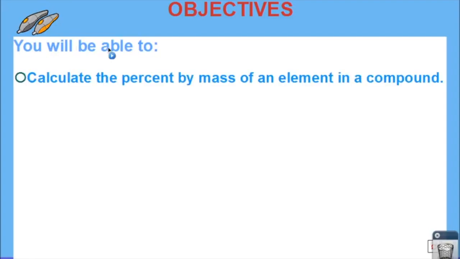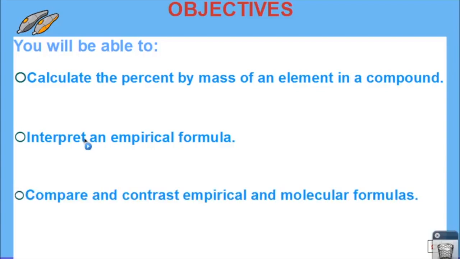Stoichiometry, part 3. Okay, objectives. You will be able to calculate the percent by mass of an element in a compound. You will interpret empirical formula. You will compare and contrast empirical and molecular formula.